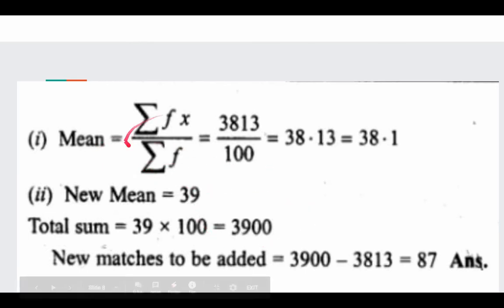Mean will be equal to sum of all fx upon sum of all frequency. So this is what it is. Correct to one decimal place, since it was less than 5, ignore it. Drop it as it is, and 38.1 is the answer.